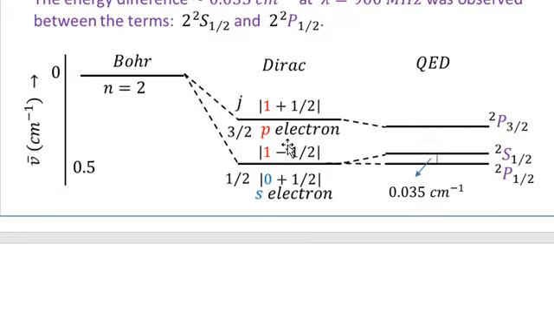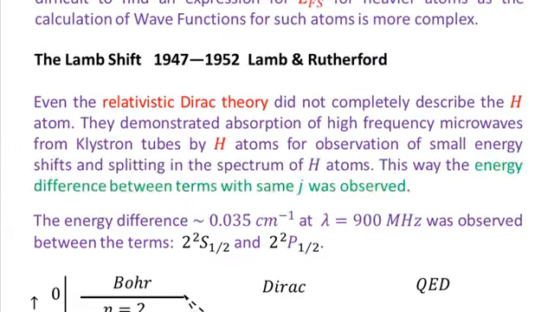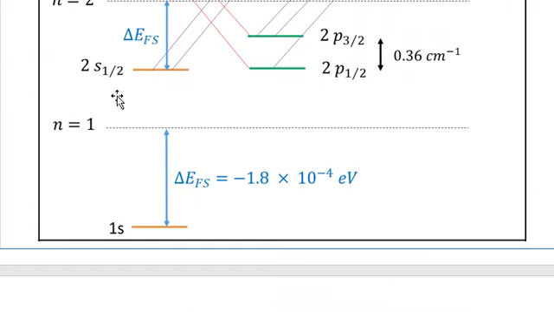For the p electrons, you have two values of the total quantum number J, which is 3/2 and 1/2. So for the p electron, you have two states. One is with 3/2, the other is with 1/2. And for the s electron, you have only one level, which is 1/2. For the p electrons, you have two levels, p3/2 and p1/2.